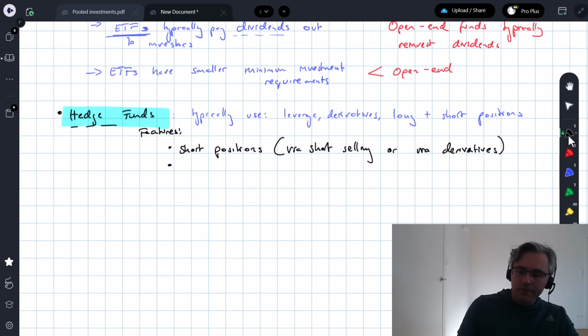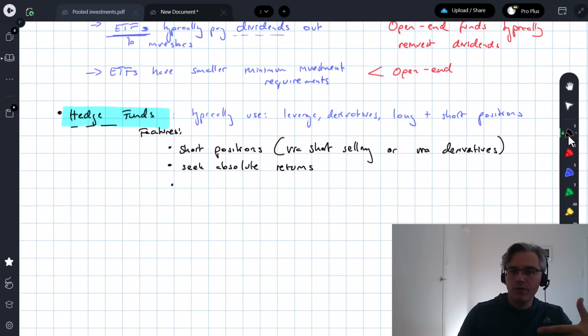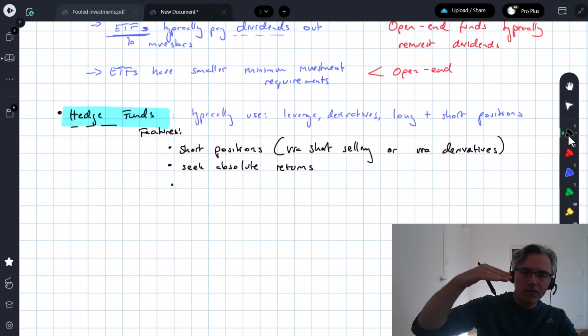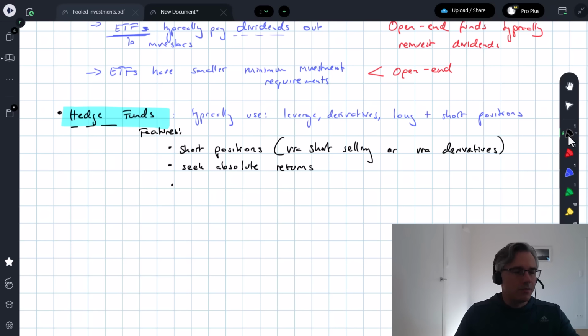Unlike your classic open-end or closed-end mutual funds, hedge funds typically seek absolute returns. So they don't try to outperform a chosen benchmark. They simply try to deliver returns in an absolute sense. They try to, for example, always deliver positive returns of at least so and so much, not more than an index, because if an index is falling, more than an index may mean the fund NAV falls less than the index.